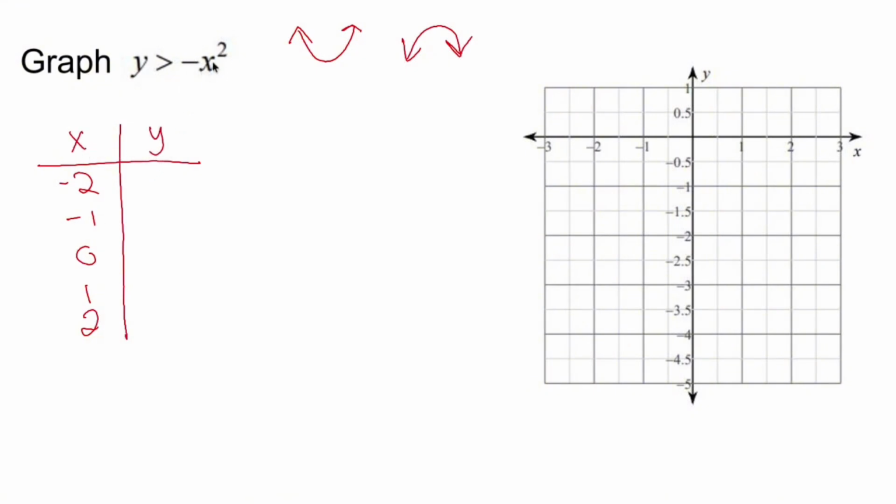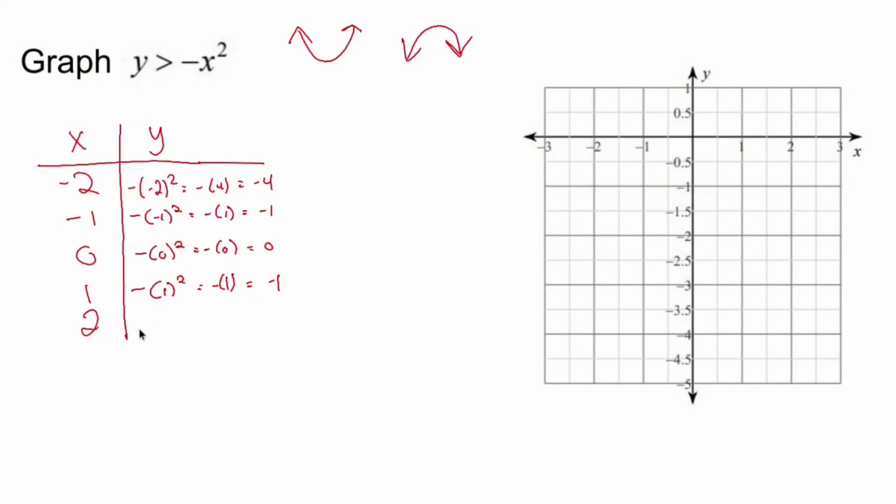So I get negative 2 squared, which is negative 4. This would be negative 1 squared, which is negative 1. Negative 0 squared is 0. Negative 1 squared is negative 1. And negative 2 squared is negative 4.